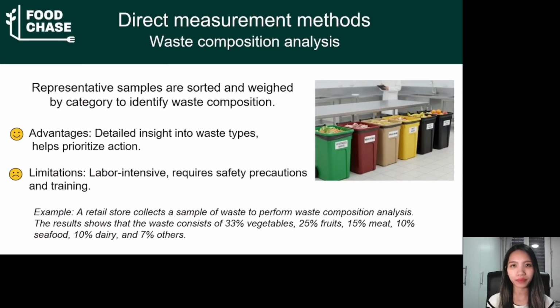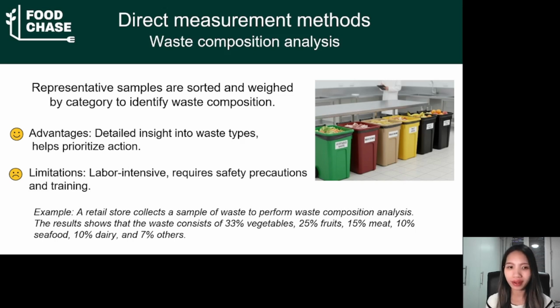In waste composition analysis, representative samples are sorted and weighed by category to identify waste composition. For mixed waste, you can separate it into different categories like vegetable, meat, fish, and dairy. This method can give you detailed insight into waste type and it helps prioritize action. However, it is labor intensive and it requires safety precautions and staff training in order to carry out the analysis in the correct way.